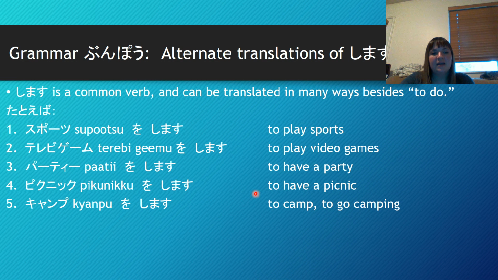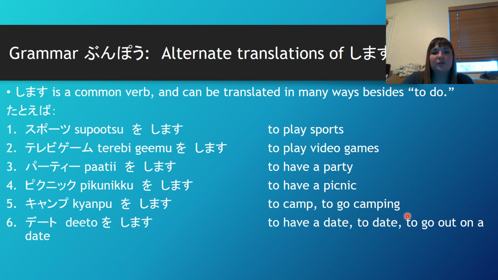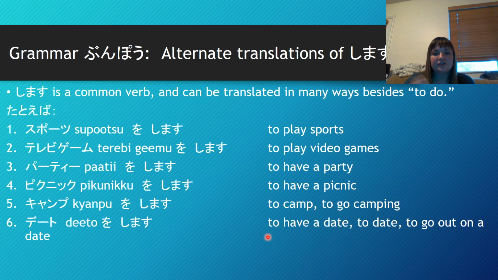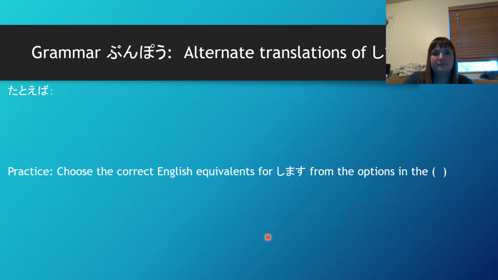Our next one, kyampu o shimasu. Kyampu o shimasu would translate into to camp or to go camping, right? Next one, deito o shimasu. So if you wanted to go on a date, to have a date, go on a date, right? To date, you can say deito o shimasu. Yeah. So those are all of those. Go ahead and pause if you need to copy those down really quick, right? I'm going to go ahead and move on though.